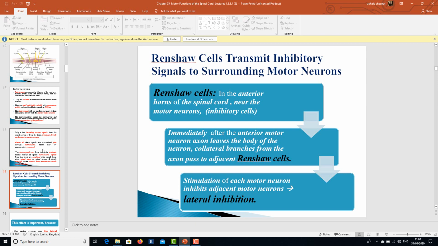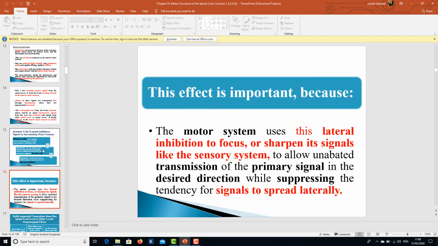So, stimulation of each motor neuron inhibits adjacent motor neurons. This is the lateral inhibition. This definition of lateral inhibition is very important: the stimulation of each motor neuron inhibiting the adjacent motor neurons is known as lateral inhibition. This effect is very important in the motor system.